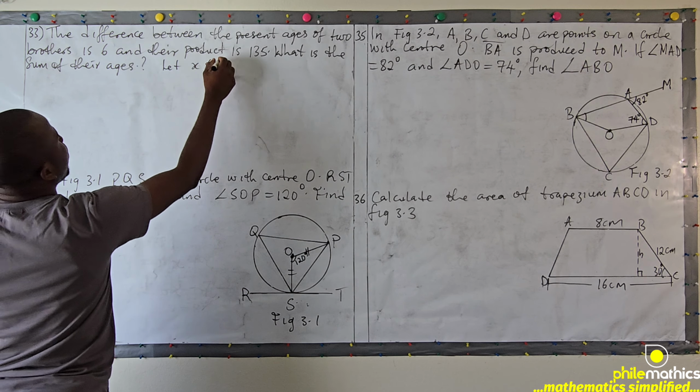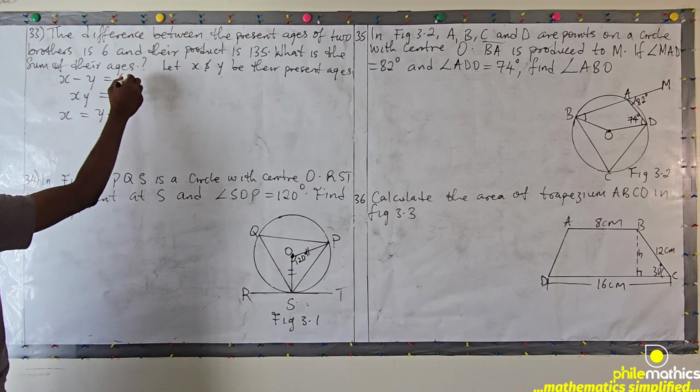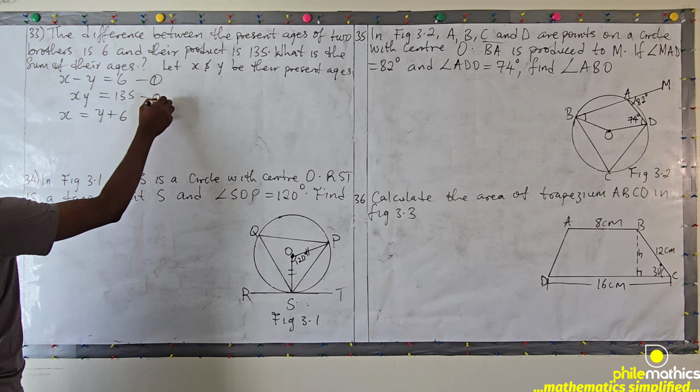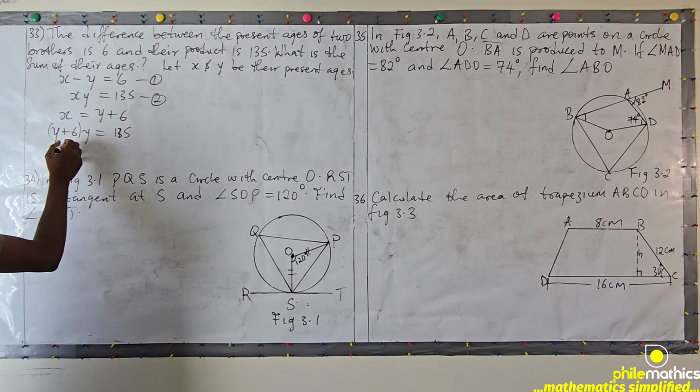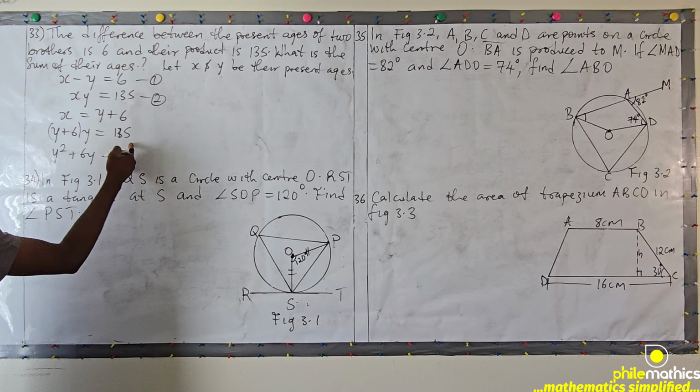Can make x the subject of formula here. I will get x equals y plus 6. I substitute it here. Call this 1, call this 2, put it in equation 2. I will have y plus 6 times y equals 135. If I open the bracket, I have y squared plus 6y. I take this to the left hand side, I have minus 135.